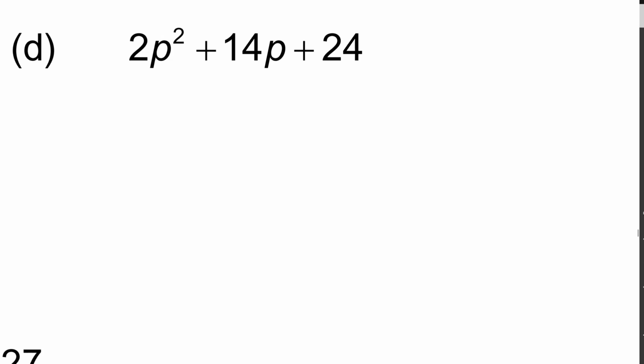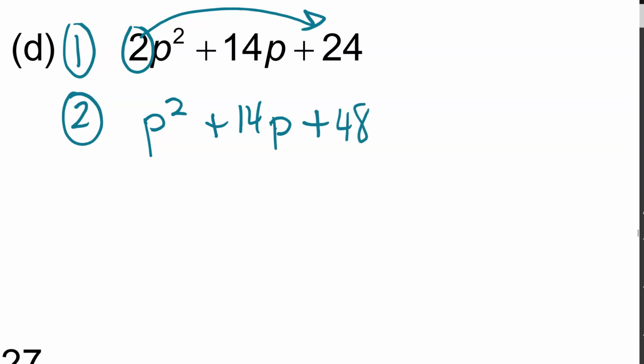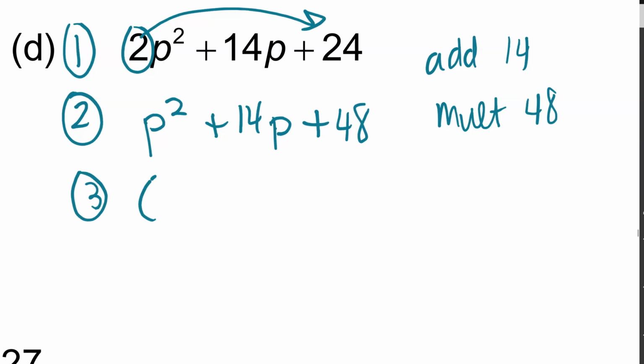Okay. So, step 1. Take the coefficient, multiply it by your constant. Rewrite with your new C. We're looking for what adds to 14 and multiplies to 48. 8 and 6. 8 and 6.